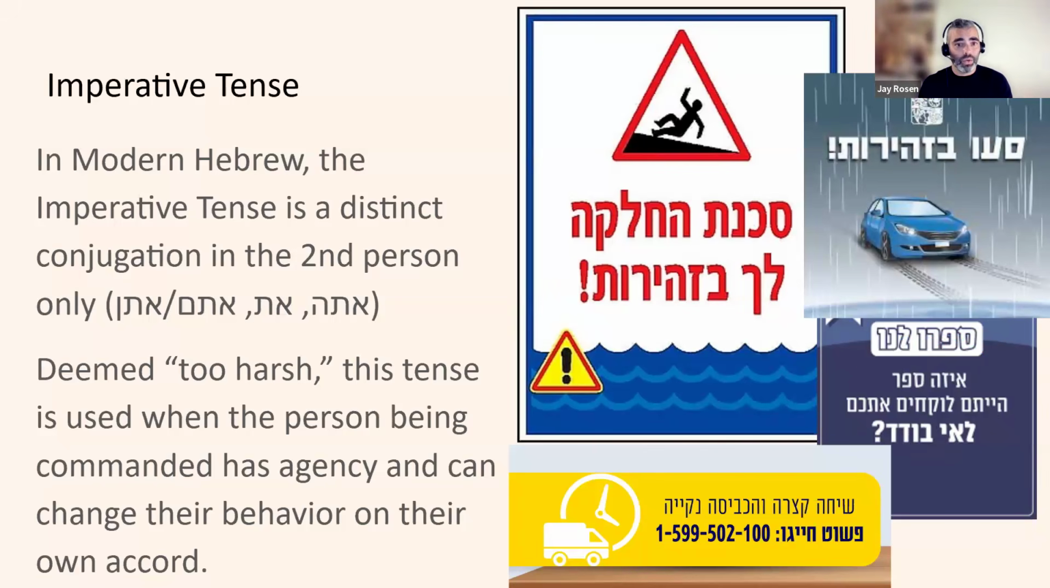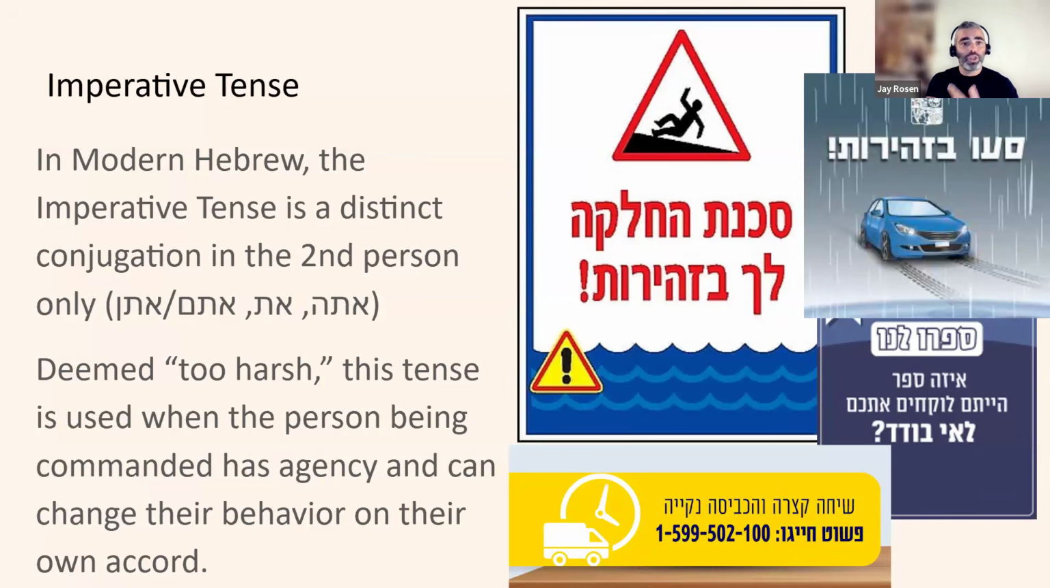Now we have sapru lanu, tell us. Right, there's no exclamation point, but we still use the imperative because we are asking someone, we are demanding someone to do something different, right? That's the point of all three that we've seen so far. Do something different. Sapru lanu, tell us.